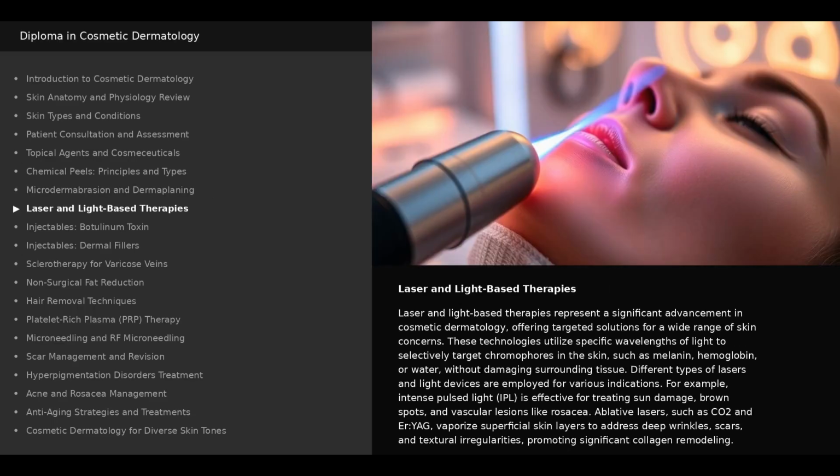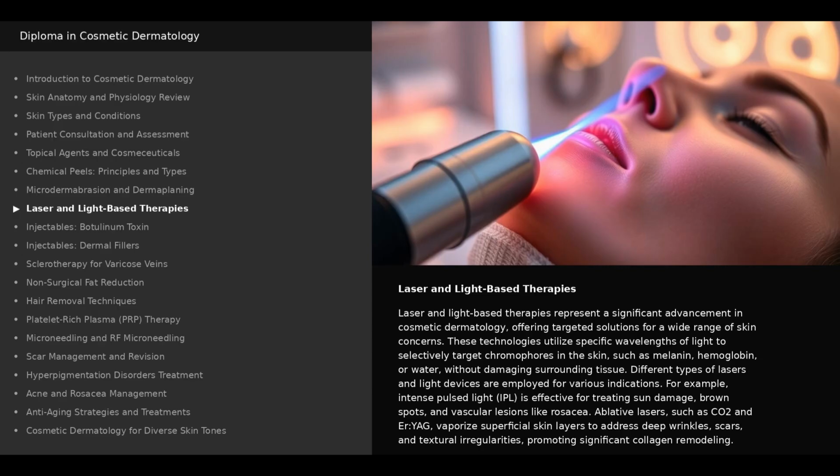Laser and light-based therapies. Laser and light-based therapies represent a significant advancement in cosmetic dermatology, offering targeted solutions for a wide range of skin concerns. These technologies utilize specific wavelengths of light to selectively target chromophores in the skin, such as melanin, hemoglobin, or water, without damaging surrounding tissue. Different types of lasers and light devices are employed for various indications.